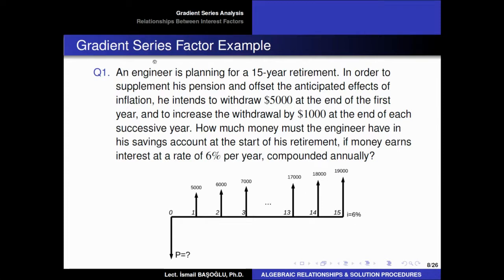So basically, here we have a question, and this question can be converted into this cash flow diagram. This cash flow diagram basically summarizes everything for us. So we are looking for an equivalent principal amount right now that should be invested, so that in the following 15 years, the engineer can withdraw money in the amounts that he describes here, and the savings account is subject to a 6% interest rate per year.